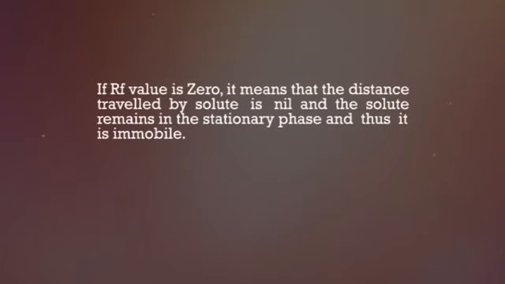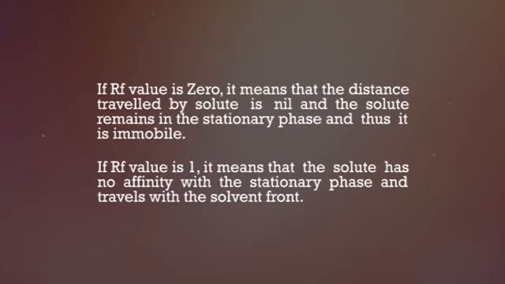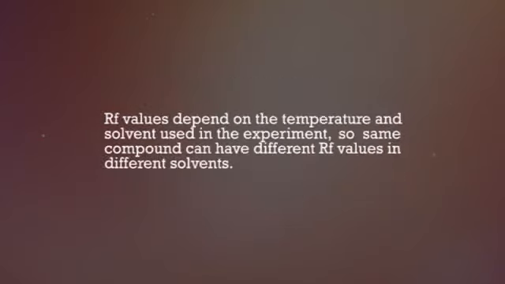If the RF value is 0, it means that the distance travelled by solute is nil and the solute remains in the stationary phase and thus it is immobile. If the RF value is 1, it means that the solute has no affinity with the stationary phase and travels with the solvent front. The RF values depend on the temperature and solvent which is used in the experiment. So, the same compound can have different RF values in different solvents.